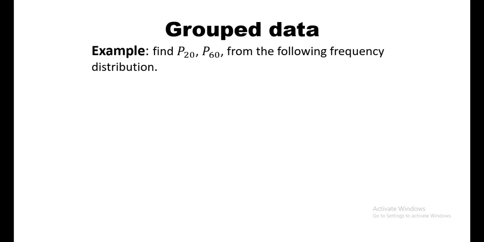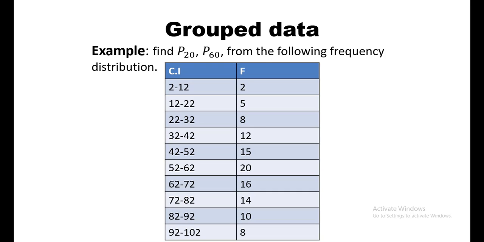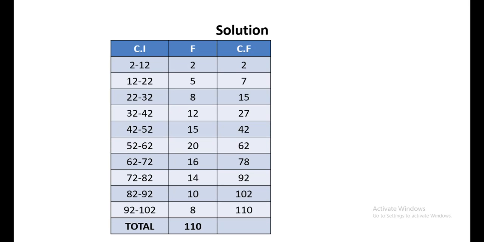Now the example is that we need to find P20 and P60 from the following frequency distribution. This is the frequency distribution given. These are class intervals, and with each class interval there's a frequency written next to it. First of all, we're going to make a CF column. So a CF less-than column is made. The procedure is the same as for the median.